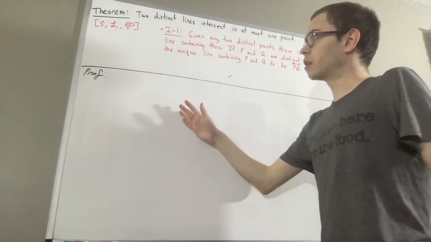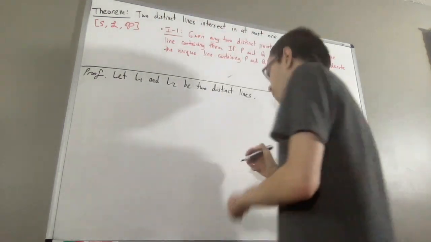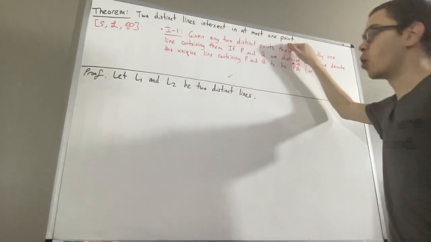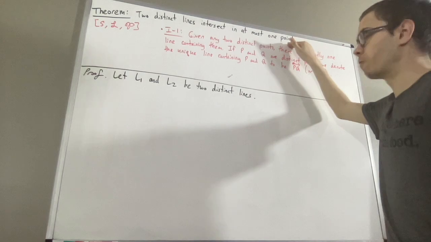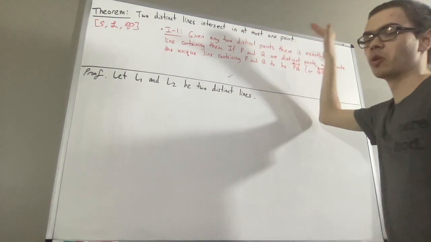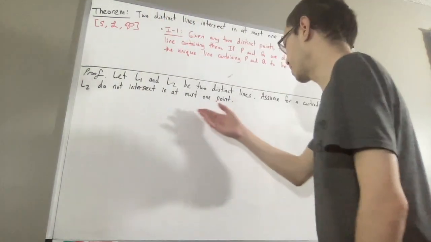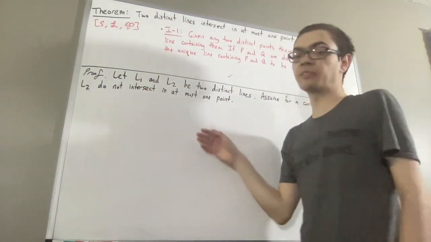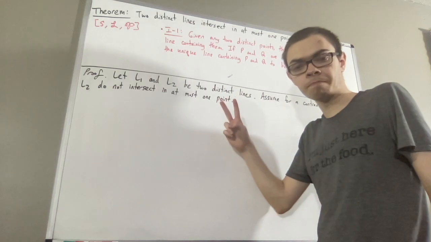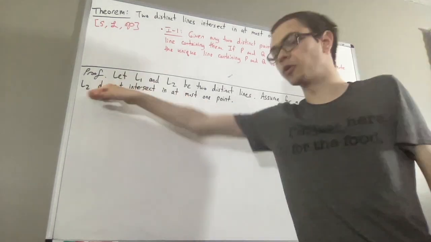To start off the proof, let's let L1 and L2 be two distinct lines. From here, we want to prove that L1 and L2 intersect in at most one point. So to prove that, let's assume for a contradiction that L1 and L2 do not intersect in at most one point. Well, then in that case, L1 and L2 must intersect in at least 2 points. So in other words, we should be able to find two distinct points, say P and Q, which both lie in the intersection of L1 and L2.